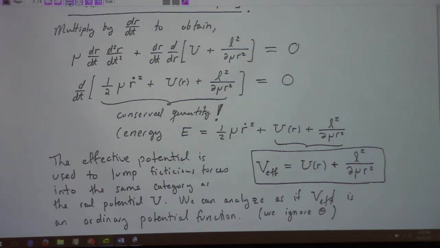I still never told you what U was. We've been doing this for an arbitrary U as a function of r. Typically, U is given to us to be the Coulomb potential, which is what? Something like m1 m2 G, big G, gravitational constant, divided by r, right? Then you take the gradient of that, and that gives you 1 over r squared along the radial direction.